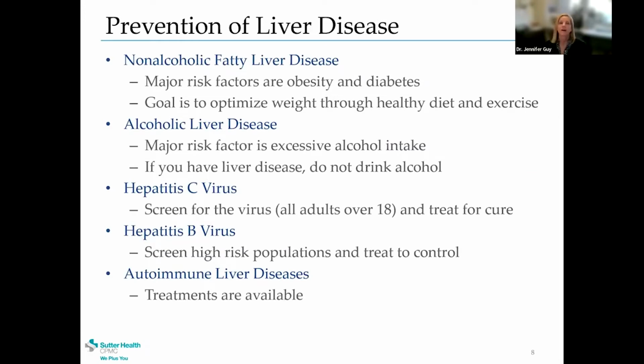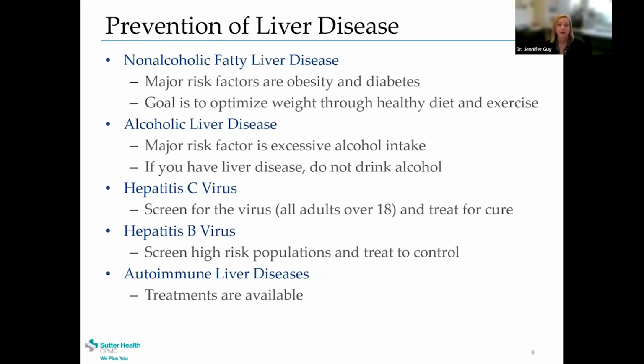Non-alcoholic fatty liver disease is one of the most common causes of liver disease in this country. And the major risk factors are obesity and diabetes. So the goal is weight loss through healthy diet and exercise. And we know that if you lose 7 to 10% of your body weight, the fat can come out of the liver. So there's a way to actually reverse the problems that can develop from having fat in the liver. Improvement in diabetic control and optimization of diabetic control can really help optimize non-alcoholic fatty liver disease.